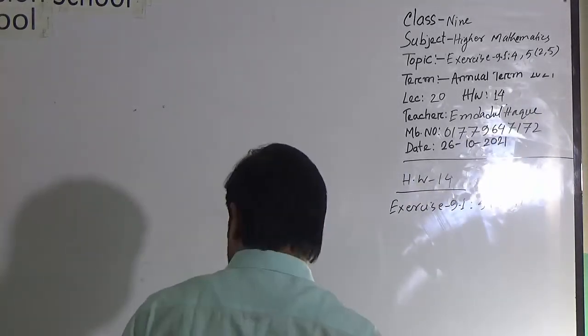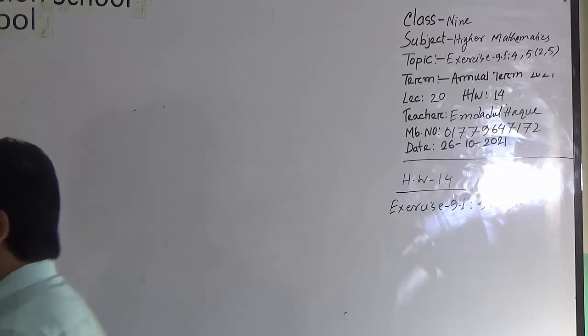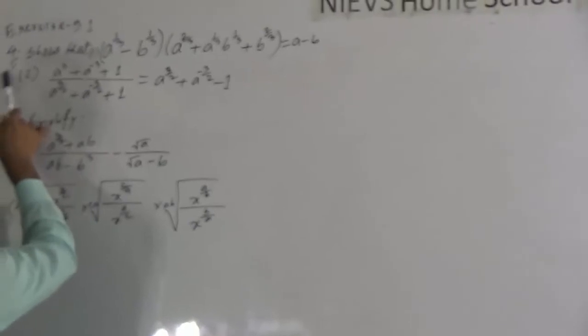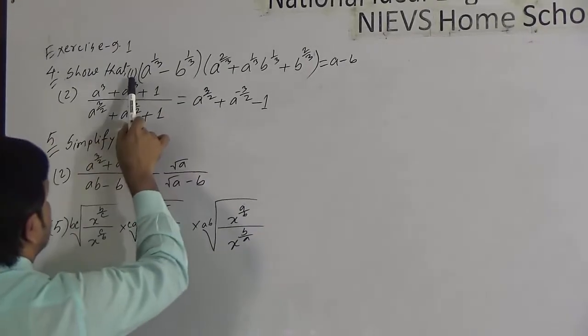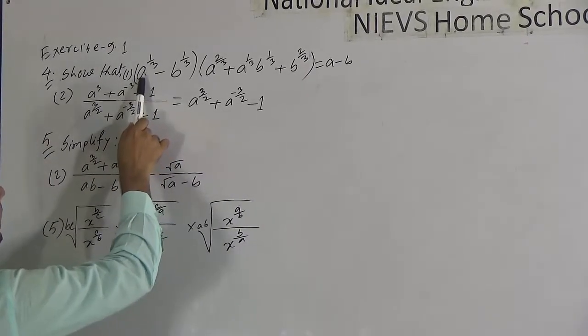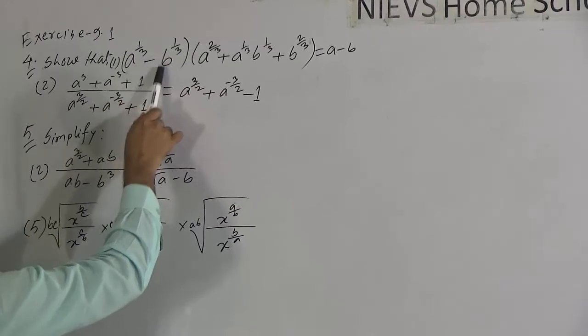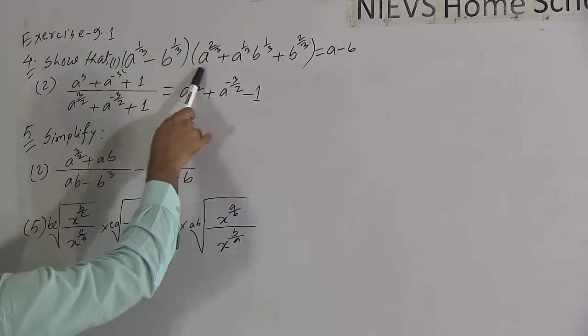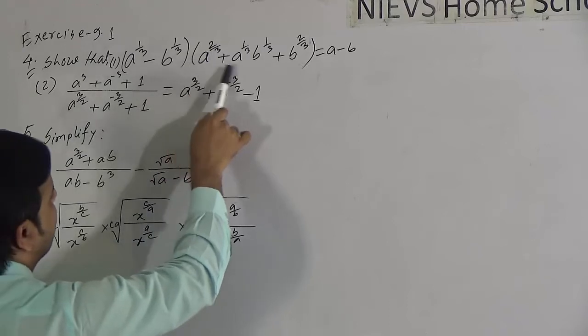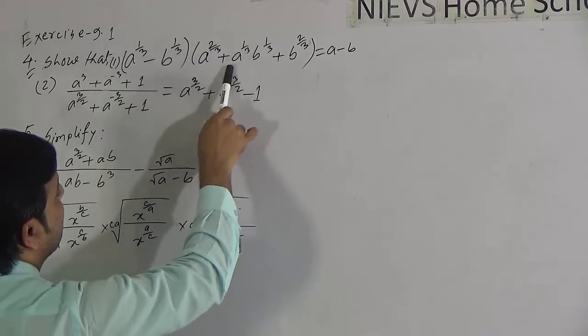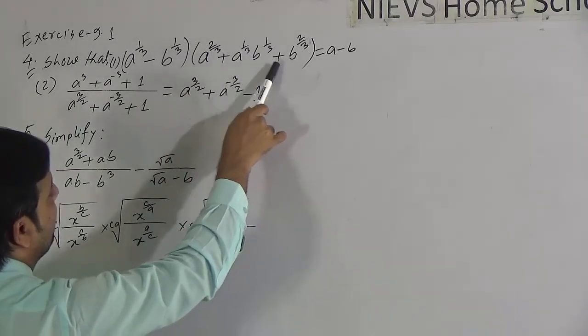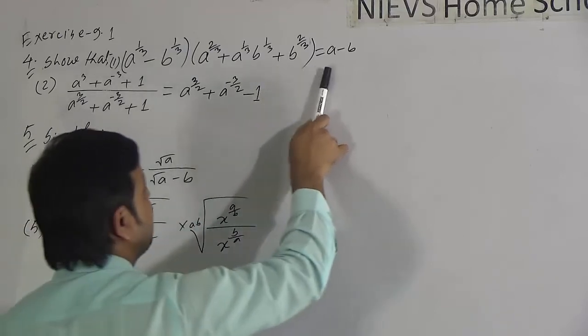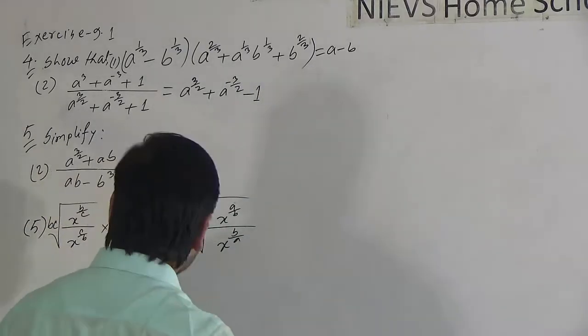Dear students, let us see at first which question we need to solve. Here I have written question 4, show that, 2 questions. First question: (a to the power 1 by 3 minus b to the power 1 by 3) into (a to the power 2 by 3 plus a to the power 1 by 3 into b to the power 1 by 3 plus b to the power 2 by 3) is equal to a minus b. This we need to show.